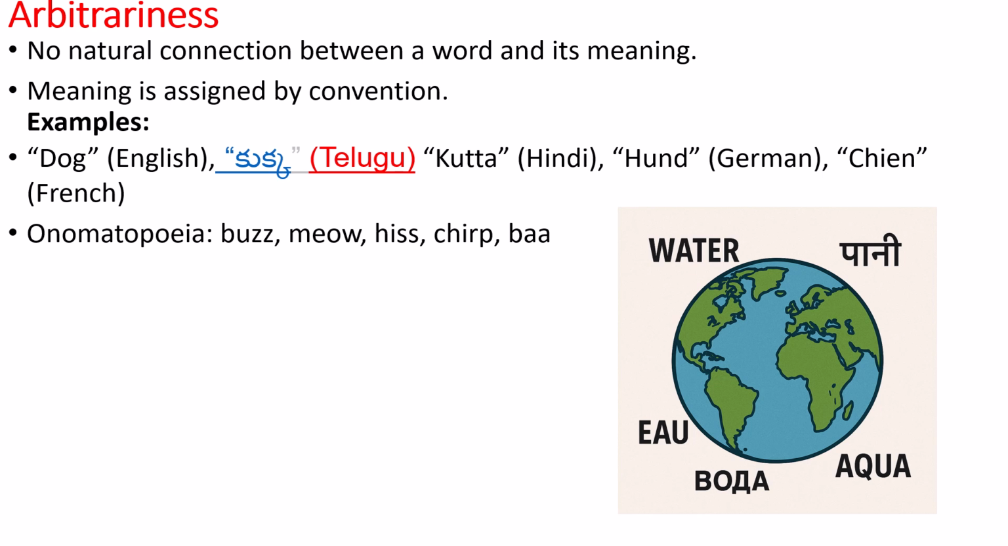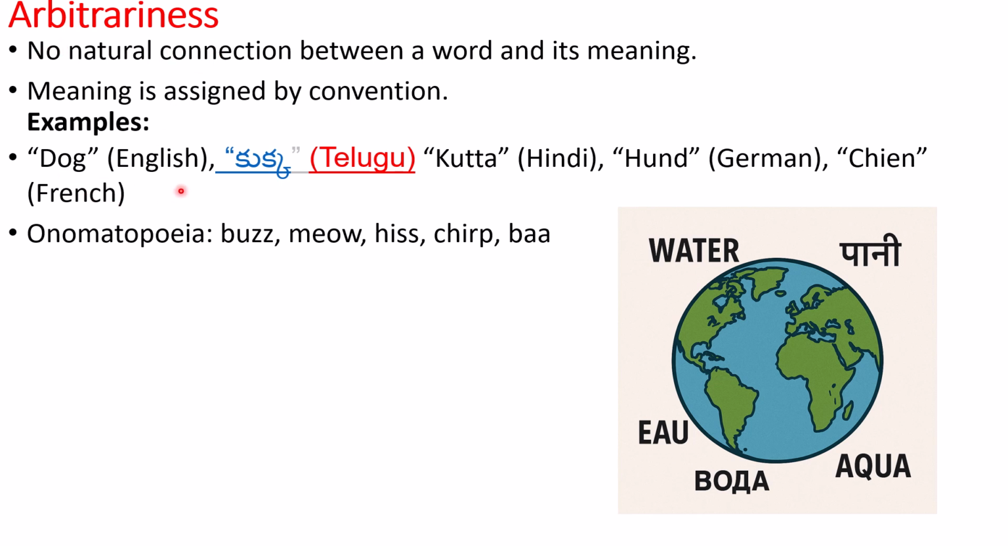The second feature of human communication, arbitrariness. The general meaning of arbitrariness is the fact of not seeming to be based on reason, system, or plan. Here we see there is no natural connection between a word and its meaning. There is no inherent connection between the words used and their meanings. Words are assigned meanings by social convention. Let's see examples to understand this characteristic of human communication, arbitrariness.